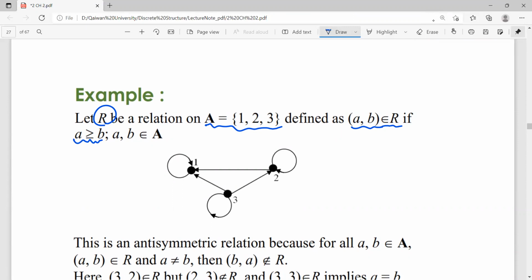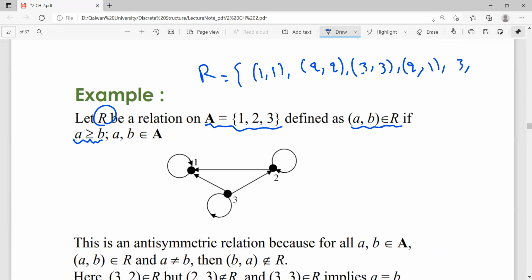Let's write down the set notation of the relation. R equals: 1 is greater than or equal to 1, and you also can say 2 is greater than or equal to 2, 3 is greater than or equal to 3, and also 2 is greater than or equal to 1, 3 is greater than or equal to 1. We also have 3 is greater than or equal to 2. We have these elements in the relation.